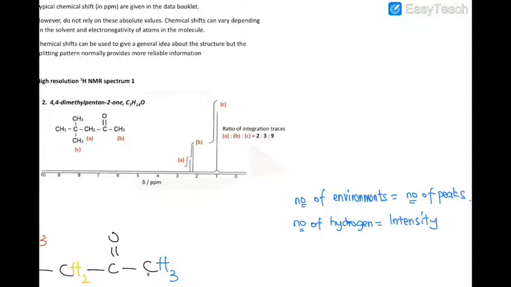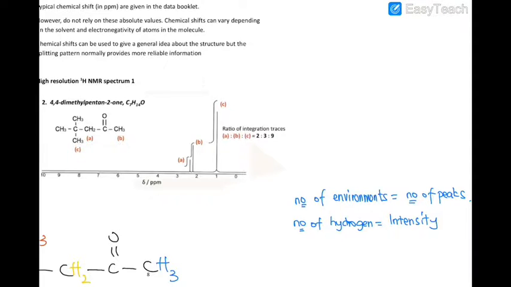Now, if you verify the data booklet, you're going to see that the chemical shift value around 1 is due to CH3, and around 2 is due to CH2. And here you have the CH3 peak that has shifted downfield because it is attached to the electronegative oxygen.